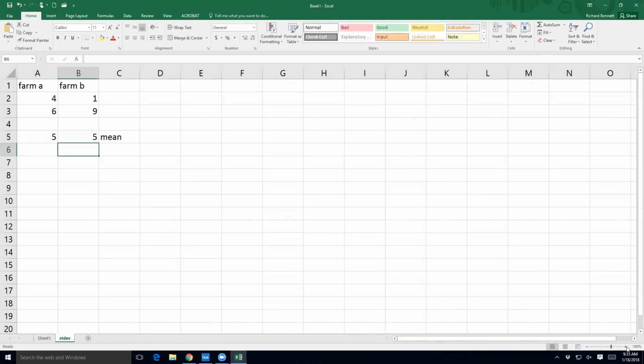So would it be consistent to say that the potatoes are exactly the same whether you buy them at farm A or farm B? I think most of you would agree that they're not the same. At farm A, they're much more consistent. One measure of dispersion we could measure is what's called the range. The range would simply be the maximum minus the minimum.